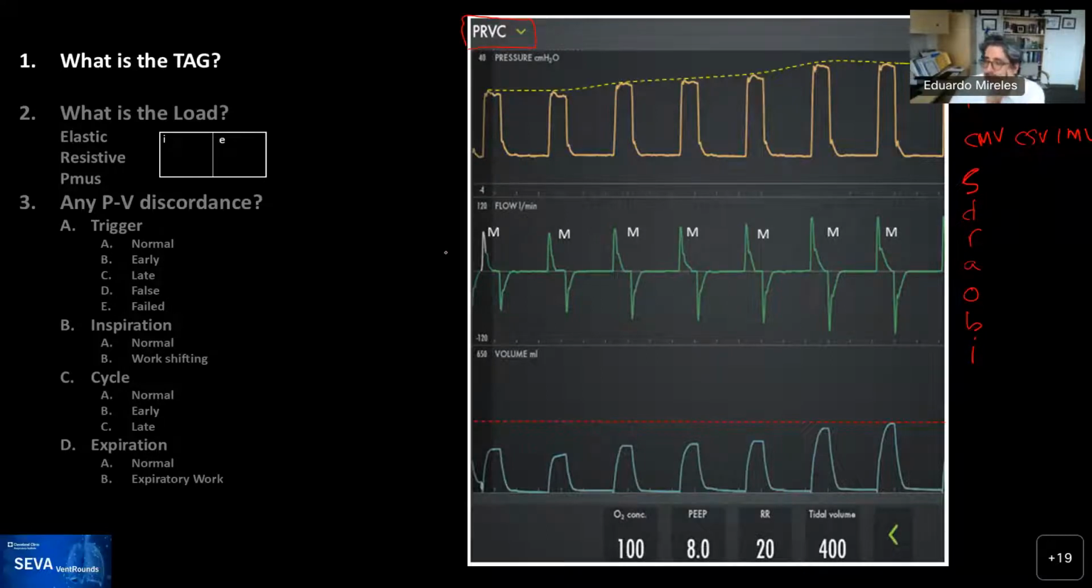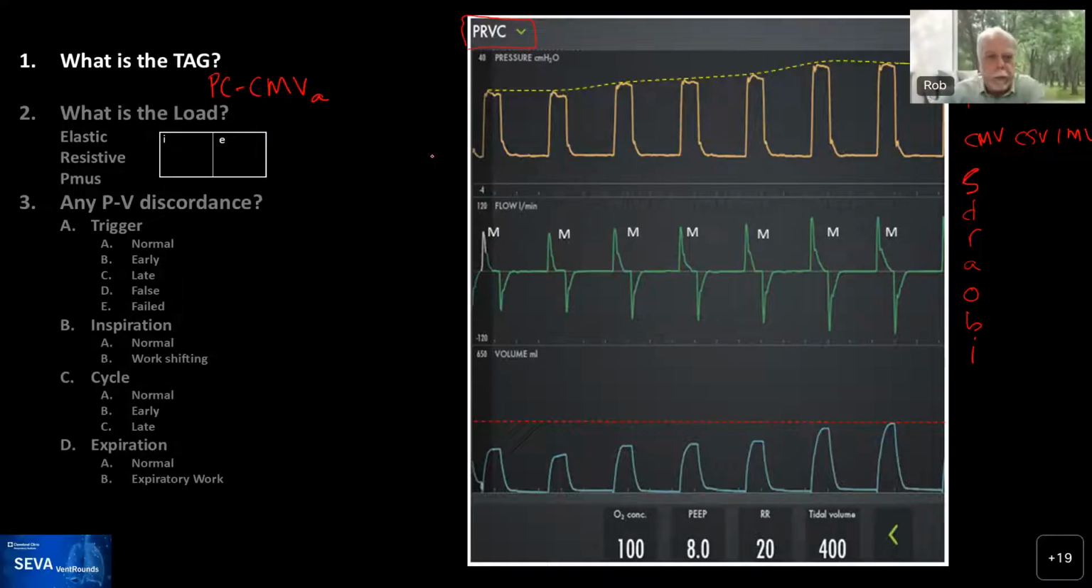All right, Rob. It seems that so far they have entered PC, CMV, A. Can you walk us through that, Rob? What do you think about that? That's correct. There's 2 ways of knowing it's correct. One is just to look up PRVC on a chart, and we have tables that have those. We have handout cards, and we also have the ventilator mode map app that works on your phone. So those are ways to do it.